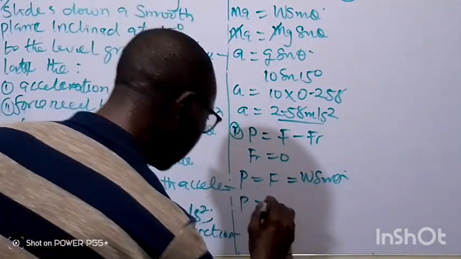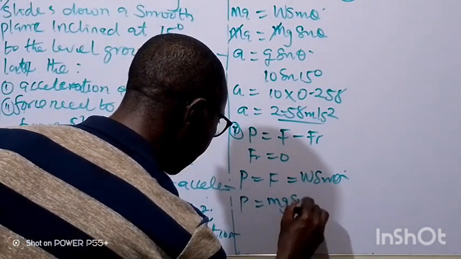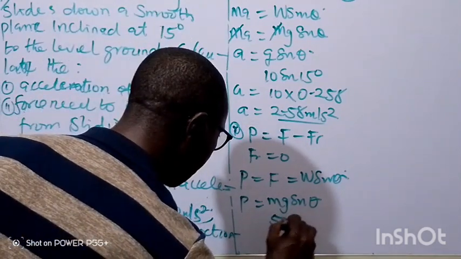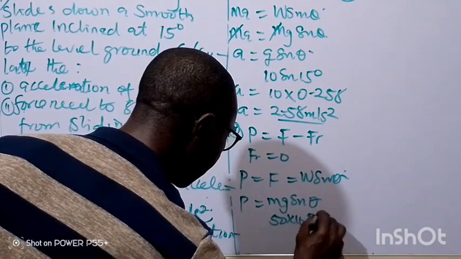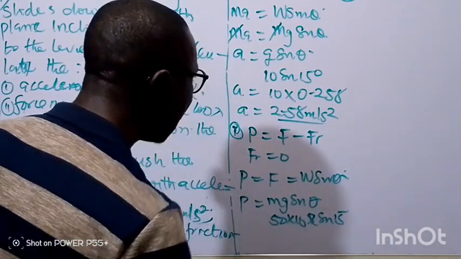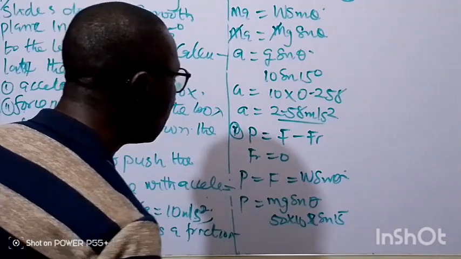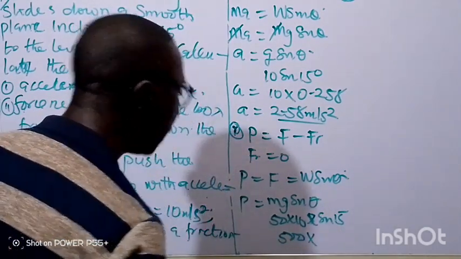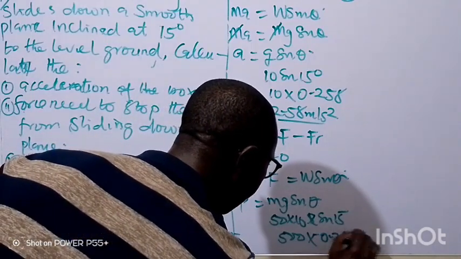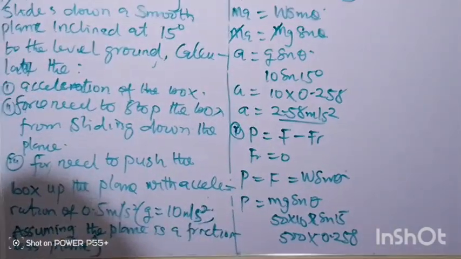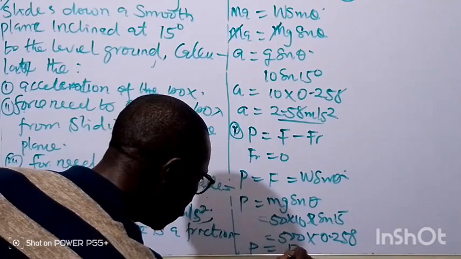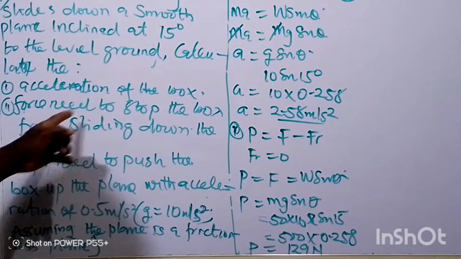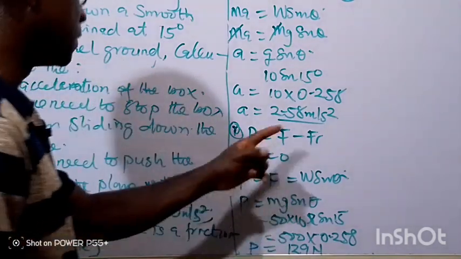So our P now will be equal to mg sine theta. That will be the mass of the body, according to the question, 50 multiplied by 10 multiplied by sine 15. And sine 15, as we said the other time, is 0.258. That will be 500 multiplied by 0.258. P now will be equal to 129 Newton. That's the value of the force needed to stop the bus from sliding down the plane.